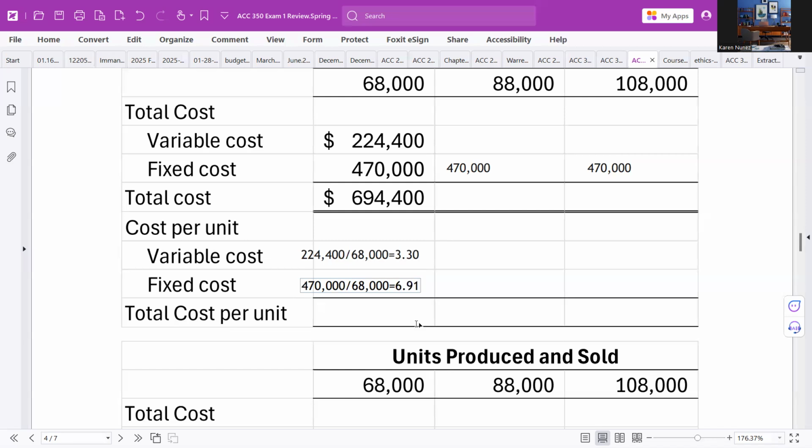Right? So we can easily calculate a per unit cost. Just take the total of that cost and divide by the number of units, right? And we can do the same thing for the fixed costs. It's 470 at all activity levels, right? So we just want that 470 in this case divided by the 88,000, right? Anytime you want a unit cost, just take the total of that cost divided by the number of units. And same thing here. It's the 470, right? But now we're going to divide by 108,000.